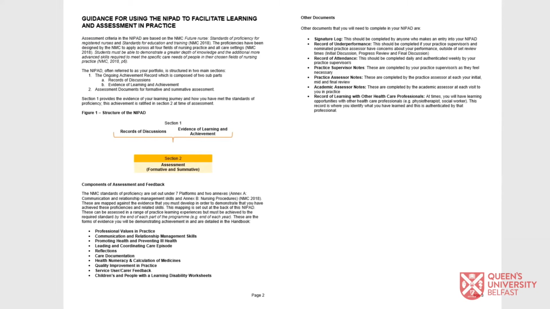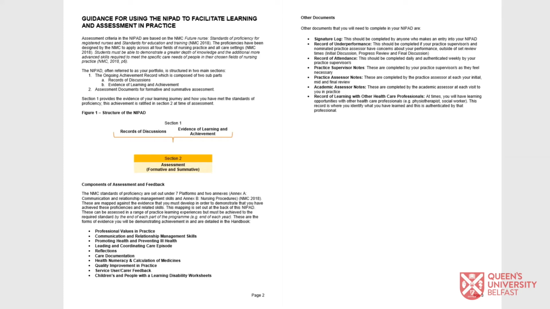So you'll see in the first sections of the NIPAD document that it gives some guidance for the use of the NIPAD, and you will see that largely the NIPAD is separated into two sections. The records of discussions and the evidence of learning and achievement are in section 1, and then section 2 really is the assessment component. So the NIPAD is a document that not just sets out the learning that the student should engage with through the types of evidence that have to be developed and authenticated, but it collects that evidence up and then informs the assessment process.